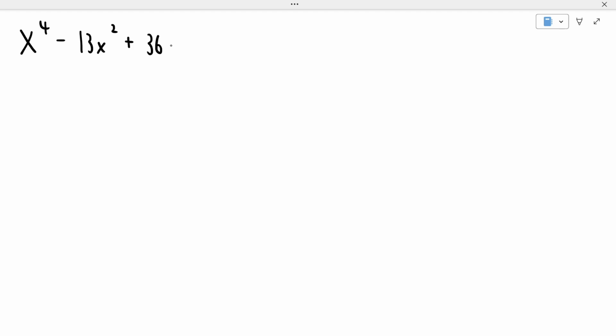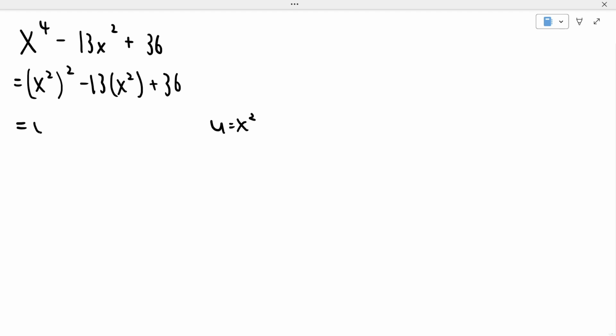So this means we can rewrite the expression as x squared, all squared, minus 13 times x squared plus 36. This is useful because we have rewritten the expression in terms of x squared, so we can convert this into a quadratic trinomial using a change of variables. What this means is we let u equal x squared and rewrite this expression in terms of u instead of x. So if u equals x squared, then the expression is equal to u squared minus 13u plus 36. Notice how we substituted for u whenever there was an x squared in the expression.